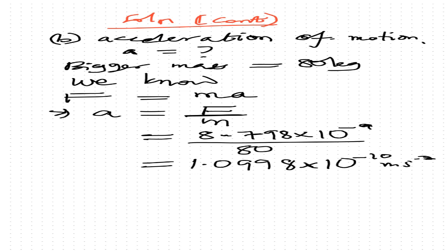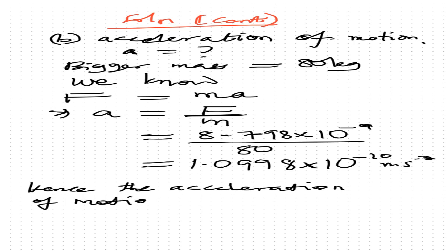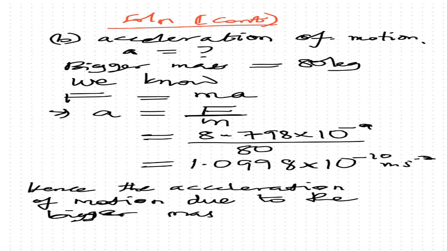So let's conclude. Hence, acceleration of motion due to the bigger mass is what we got, 1.0998 times 10 exponent negative 10 meters per second squared. That's all. Is that clear, people?